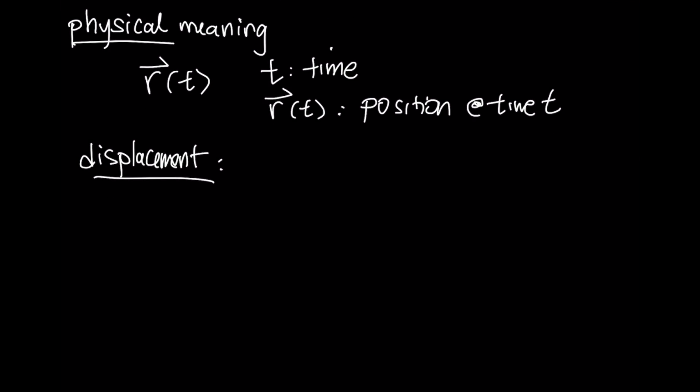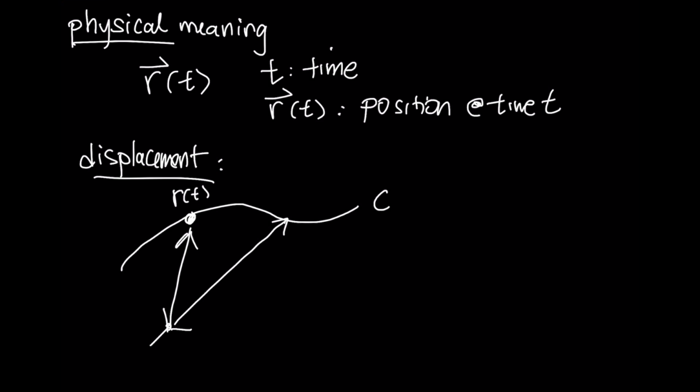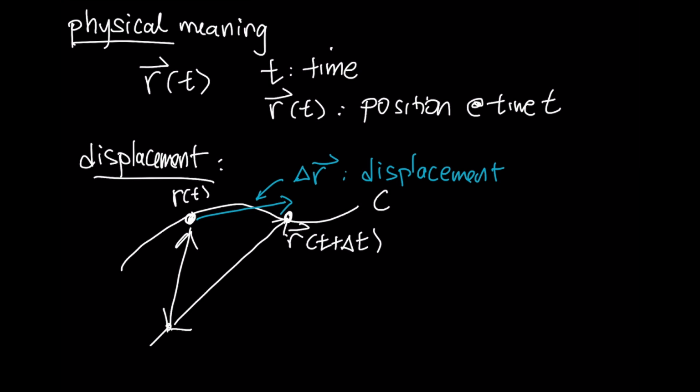If you've got a curve and you've got r of t, here is another point, r of t plus delta t. By using the tip-to-tail rule for addition, there is a vector that connects these 2 points. And this vector I'm going to call the vector delta r. And this is the displacement vector. The displacement vector tells you how to get from r of t to r of t plus delta t. It tells you how far to go, and it tells you what direction to go in.